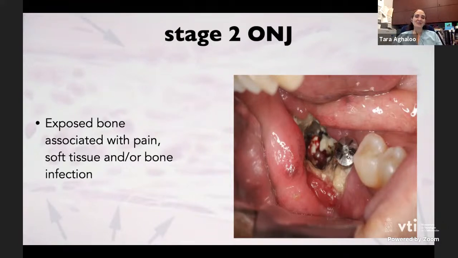But certainly this is a patient who has stage 2, where the bone that's exposed is associated with pain and swelling and soft tissue or bone infection. And you can see, as we know, that this is just a tremendous trap for plaque and bacteria. So when you have exposed bone that's necrotic, the bacteria and the plaque really attach to it very well. And so this is sort of the basis of that whole inflammatory or infection hypothesis that leads to necrosis.